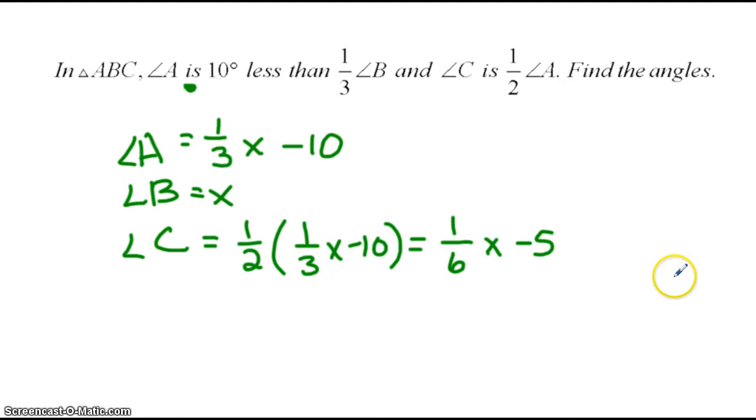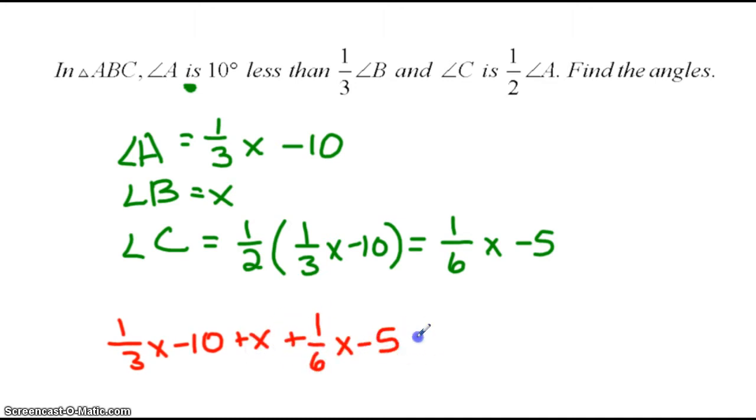So now when I go to set up my equation, I'm going to say 1/3 x minus 10 plus x plus 1/6 x minus 5 equals 180.